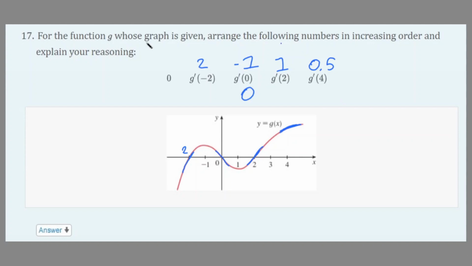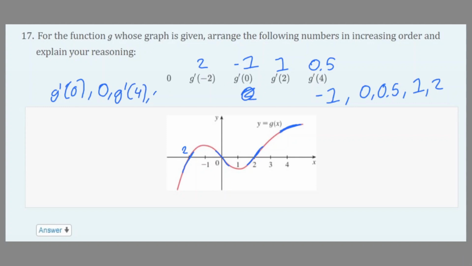So now if we put it in increasing order, we would do negative 1, 0, 0.5, 1, and 2. That has the lowest slope, and then 0, and g prime of 4, and then next is g prime of 0, and then finally it's g prime of negative 2.